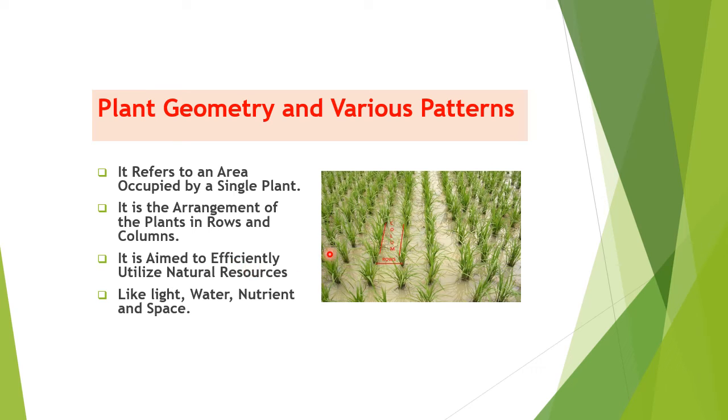See, in transplantation, you have to take care of your seedling, optimization of the natural resources, and the efficient use of the natural resources for each seedling. For that, you will have to understand the plant geometry. So it is aimed at efficiently utilizing natural resources like light, water, nutrients, and space.